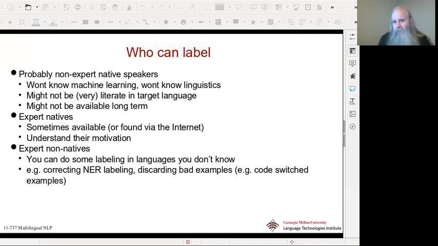Also, for example, if you want to remove the code-switching with English, an English speaker can go in and say, oh, that's got English words in it, let's ignore it. Okay, so that is something that is reasonable, and you should be aware that expert non-natives may be available to do some of the tasks when you don't have natives available. And often you're in a situation where you're working in languages where you do not have access to any native speakers, or only very limited access to native speakers.